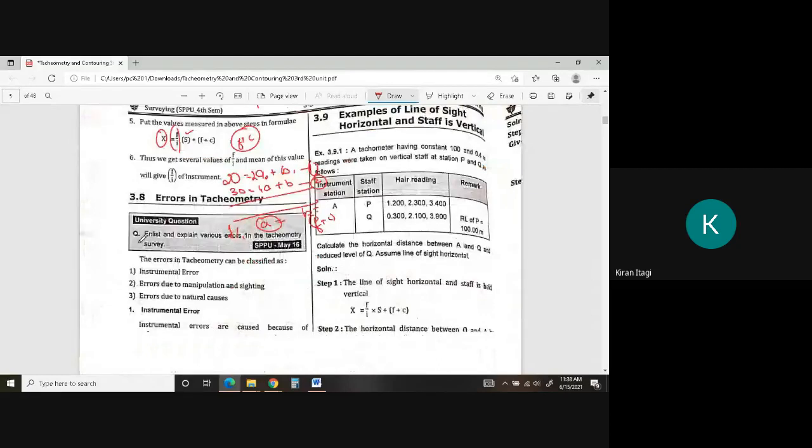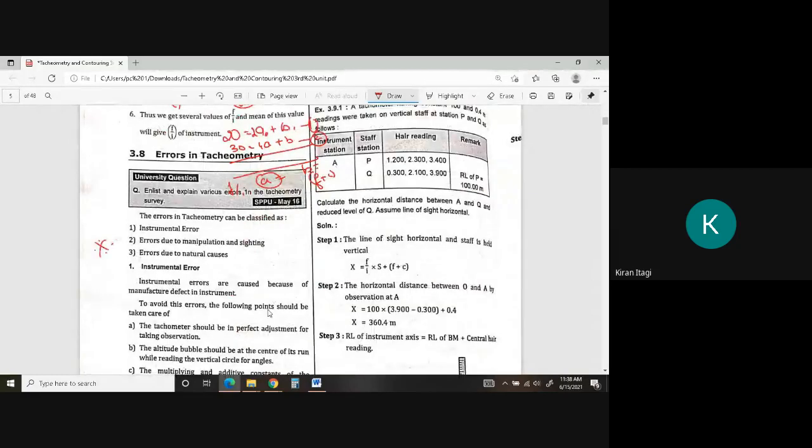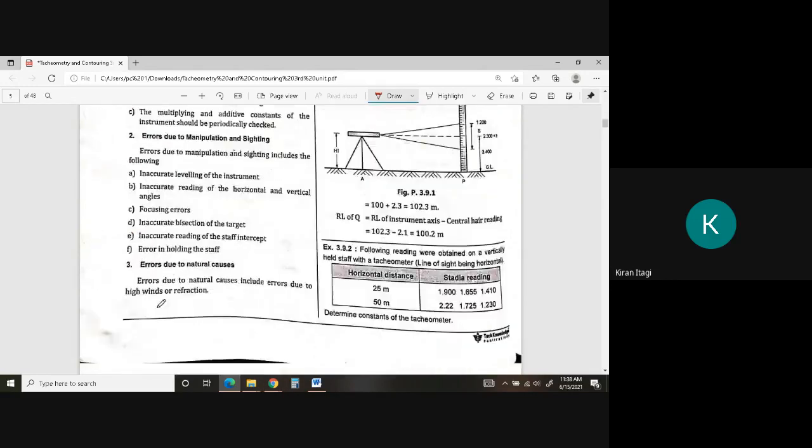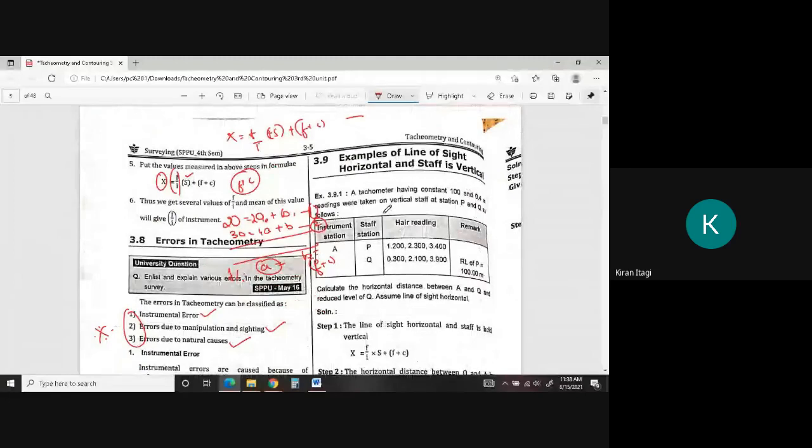Errors are important for MCQs. Here we have three types of error: instrumental error, error due to manipulation and sighting, and error due to natural causes. Remember these three types of errors. So we will go for one numerical. Better sit with pen and paper.